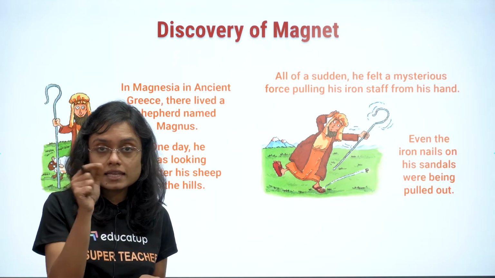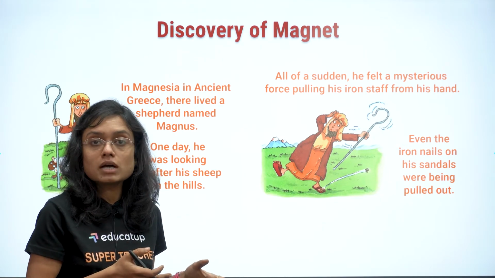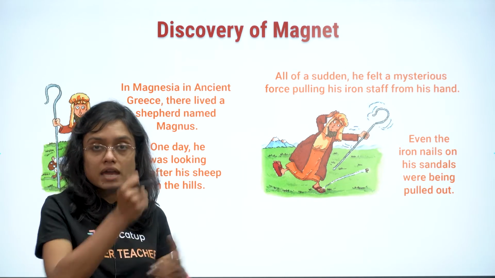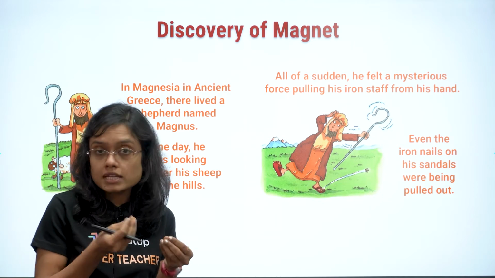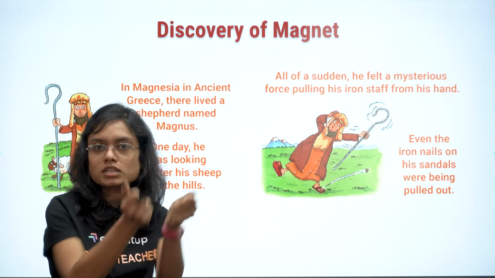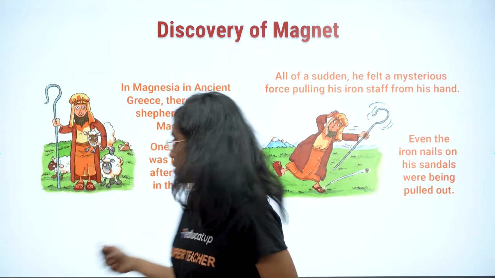The nails that people put on shoes, those were also being pulled out by something. Something was attracting the iron rod, the stick, and the nails in his shoes, pulling them towards itself. Now then what happened?